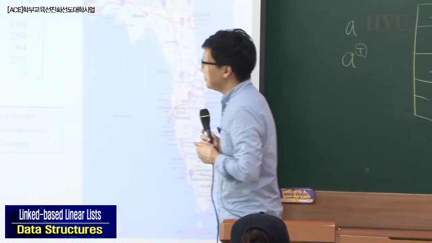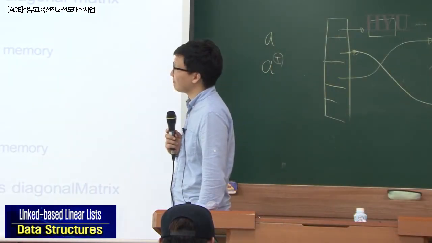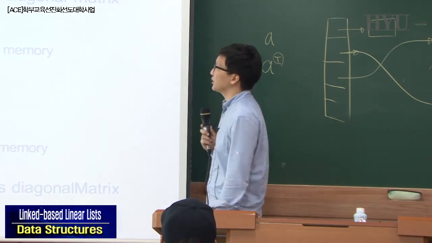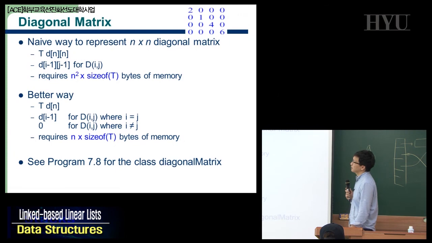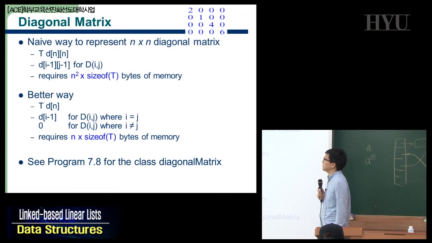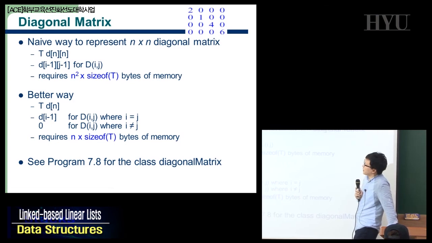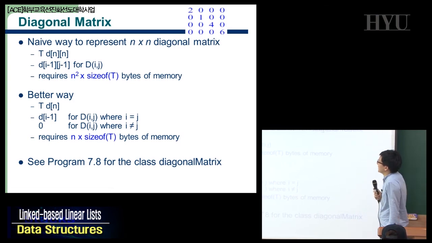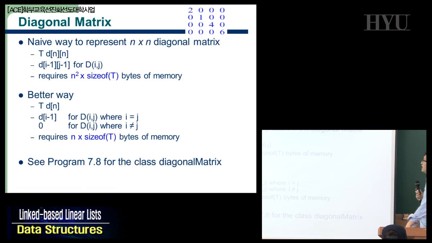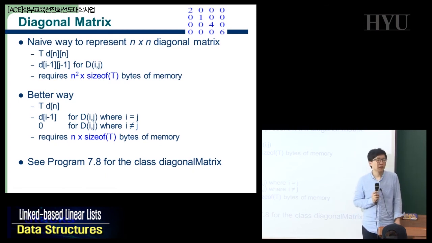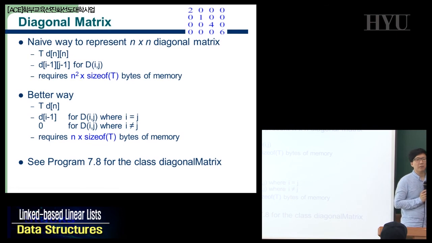So, diagonal matrix. The naive way of representing an n by n diagonal matrix is T D[n][n], D[i-1][j-1] for D(i,j), and it requires n squared times size of T bytes of memory. I need n squared memory, integer 4 bytes, n by n.